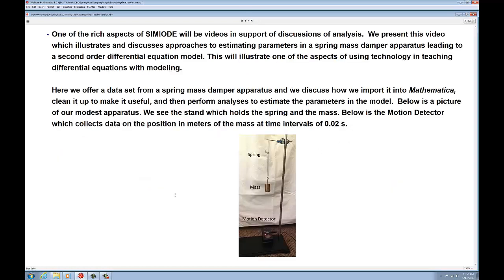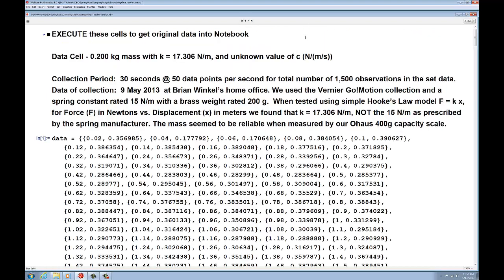This is the apparatus. We have a spring. We have a mass, in this case a 200-gram mass, and we have a motion detector. This is a motion detector from Vernier, pretty standard. We have it set to sample the position of this mass about 50 times a second. And we're going to take 30 seconds worth of data, which is an absurd amount of data. But let's proceed and see what happens here.